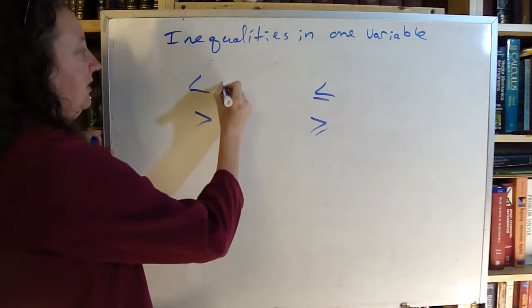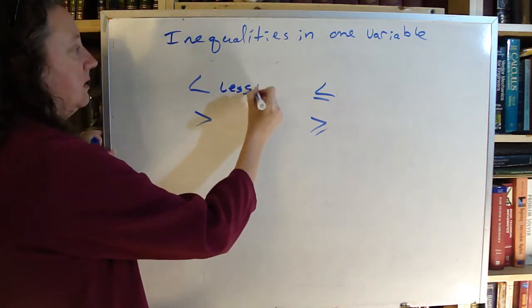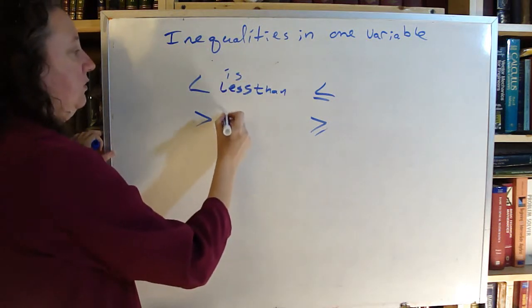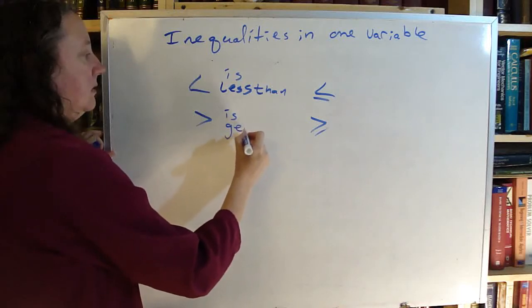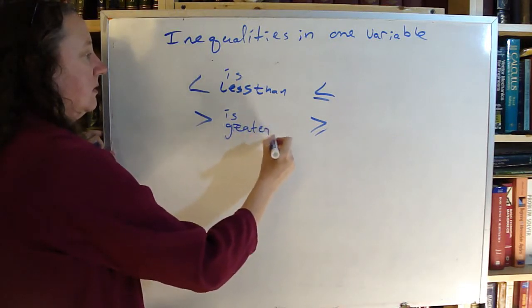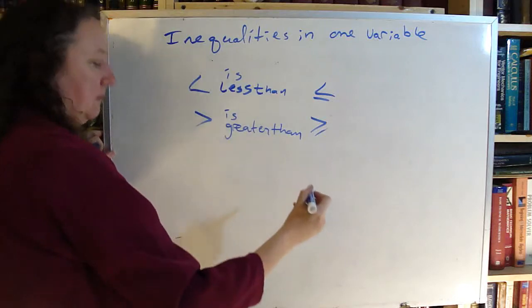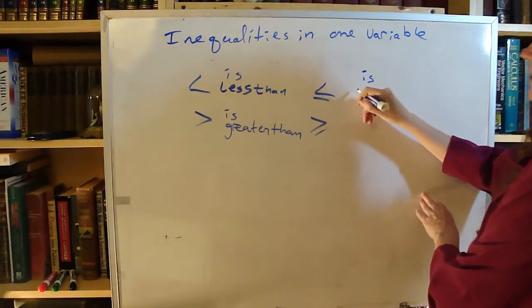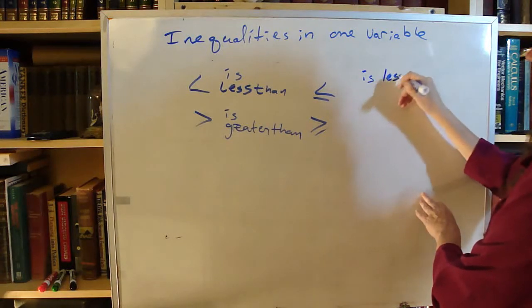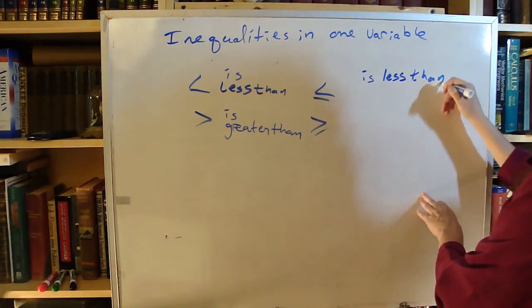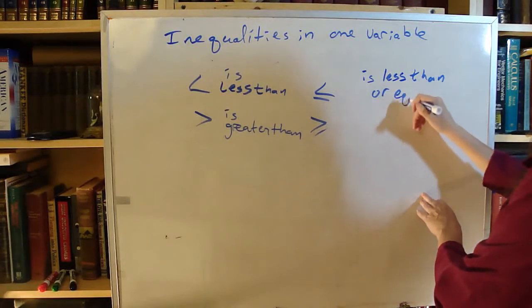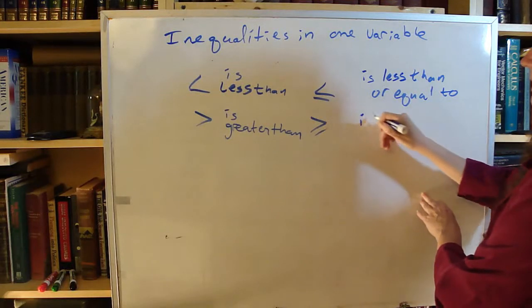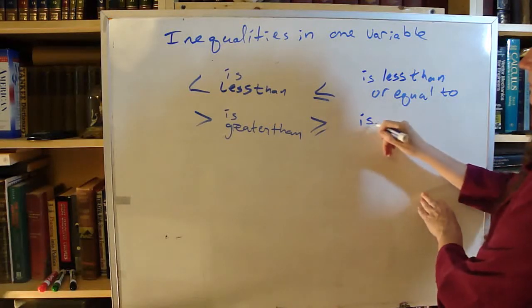So this is the less than. This is greater than. This one over here is less than or equal to. And down here we have greater than or equal to.